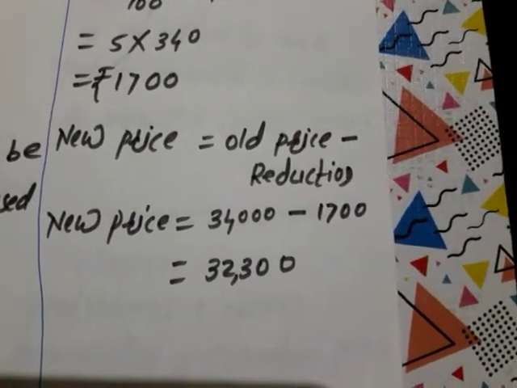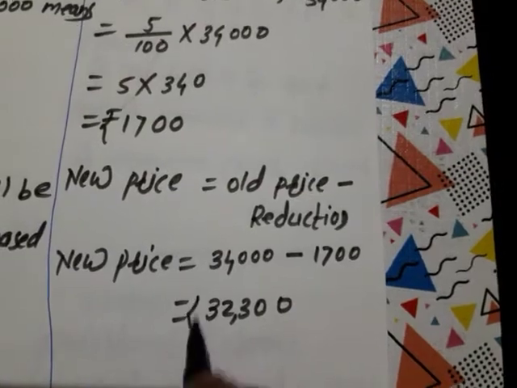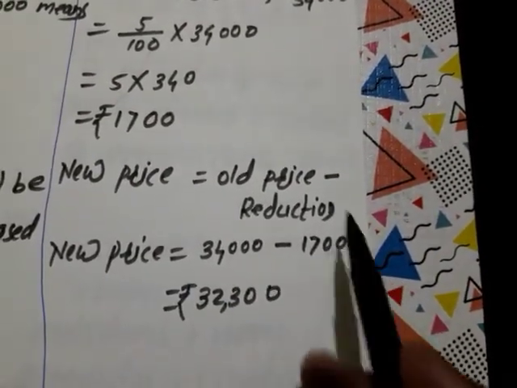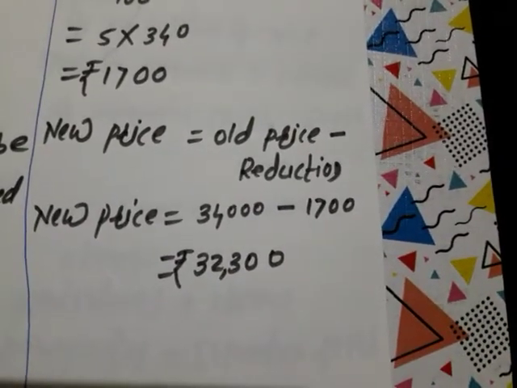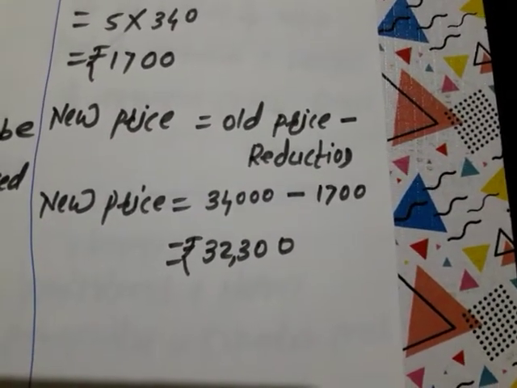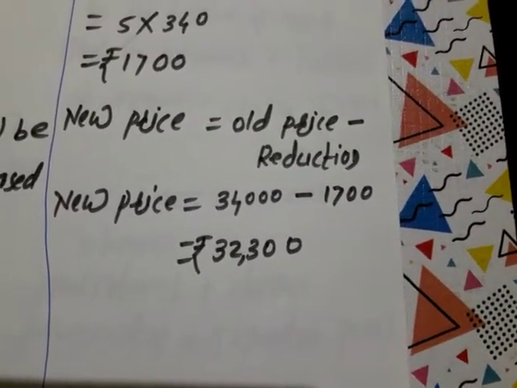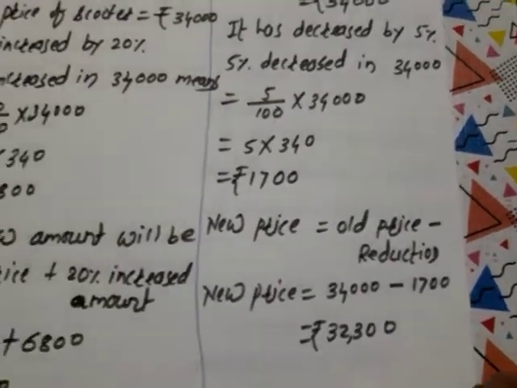Try to understand what I said. 32,300. What is the decreased amount? 1700. That decreased amount we have reduced, or we have subtracted, from that original price, or we can say old price. Then we got here 32,300 rupees will be the new price. Got idea? I hope you got the idea.